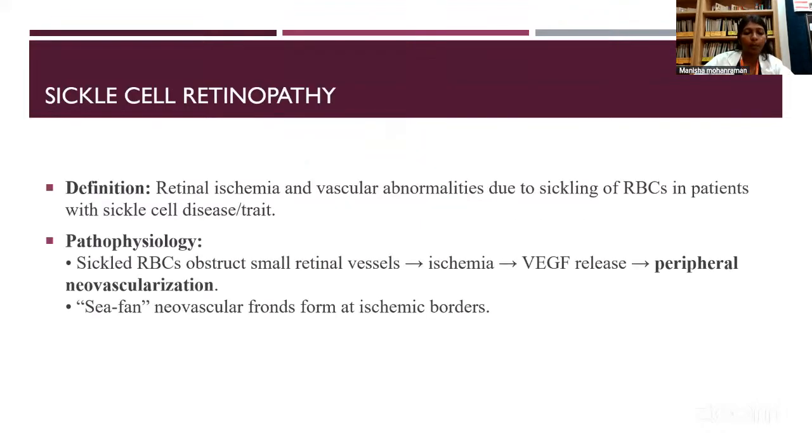Next is sickle cell retinopathy. It is defined as retinal ischemia and vascular abnormalities due to sickling of RBC cells in patients with sickle cell disease or sickle cell trait. The pathophysiology is sickle RBCs obstruct small retinal vessels, causing ischemia and vascular endothelial growth factor release, and peripheral neovascularization occurs. And CFA neovascularization forms at the ischemic borders.